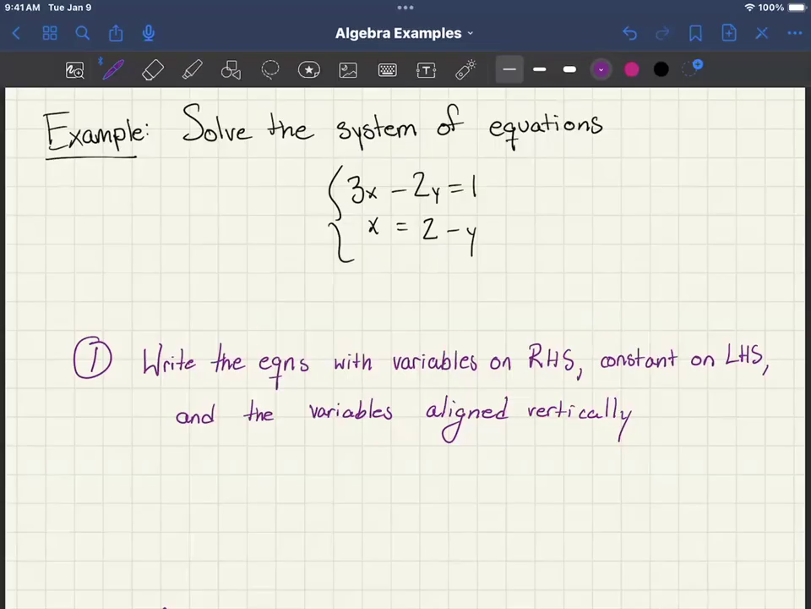Let's get into it. So we're asked to solve the system of equations. We've got two equations here. We have 3x minus 2y is equal to 1, and we have x is equal to 2 minus y. And we're going to use a specific method today. We're going to use the method of adding our equations together.